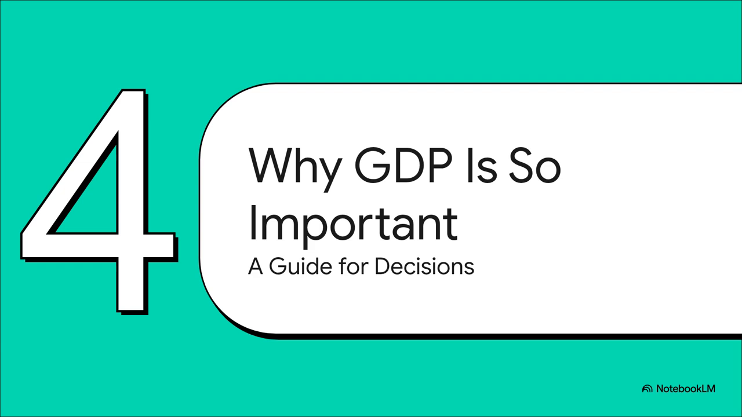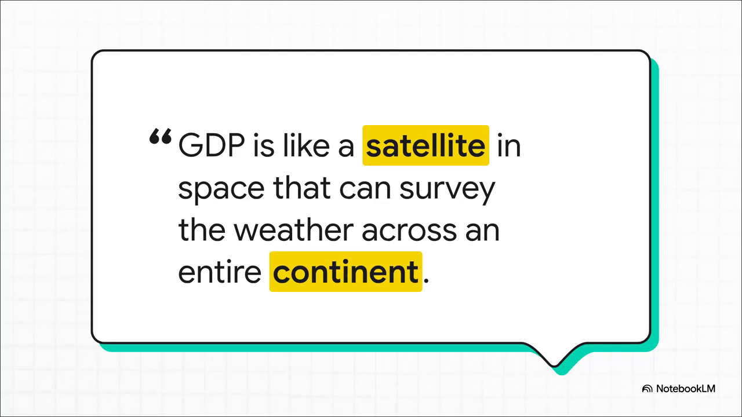Okay, so you might be thinking, well, if it has all these problems, why do we even use it? That's a great question. And the answer is that despite its flaws, it's still an incredibly useful guide for making some of the biggest decisions in the world. There's a great analogy for this from two famous economists. They said GDP is like a weather satellite. It can't tell you if it's raining on your specific street corner, but it gives you a fantastic, high-level view of the weather patterns across the whole continent. GDP does the same thing for the economy.